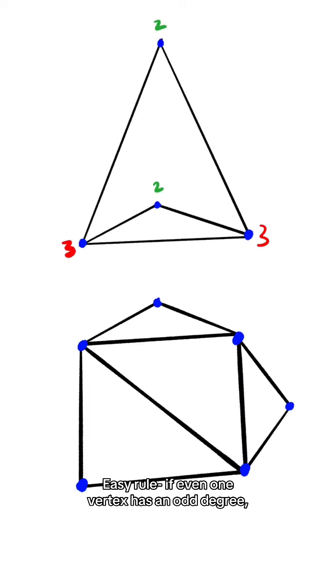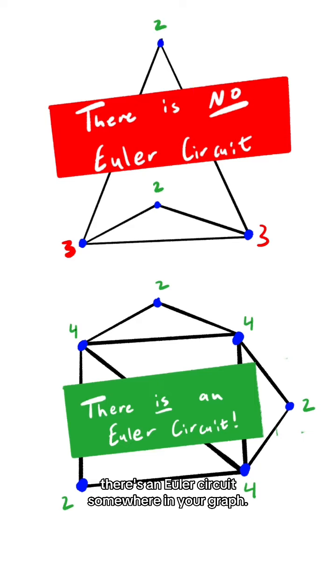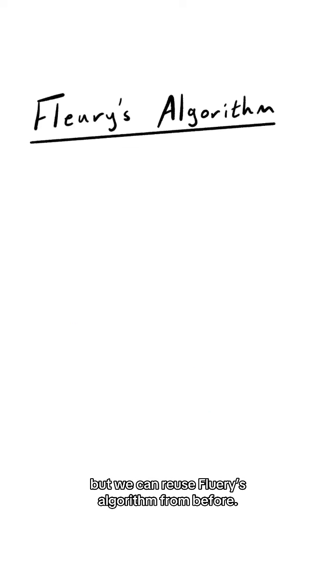Easy rule. If even one vertex has an odd degree, boom, no Euler circuit. If every vertex is even, congrats, there's an Euler circuit somewhere in your graph. Finding the actual circuit takes a little strategy, but we can reuse Fleury's algorithm from before.